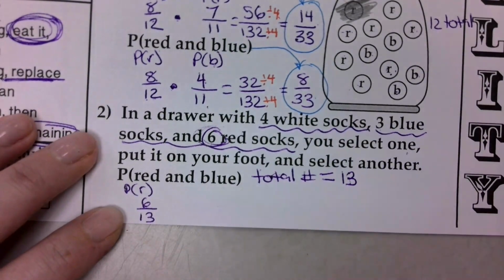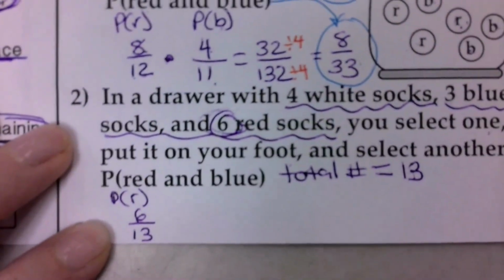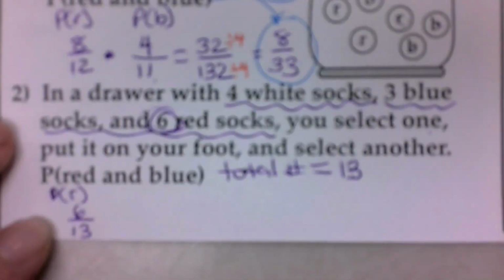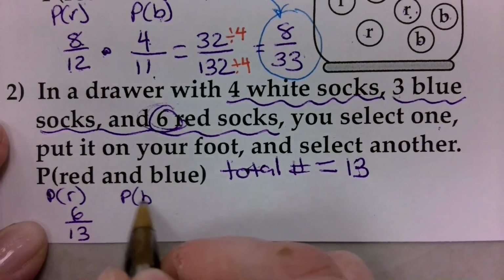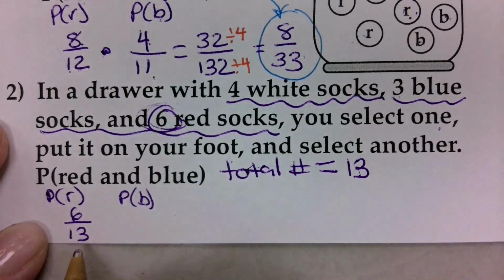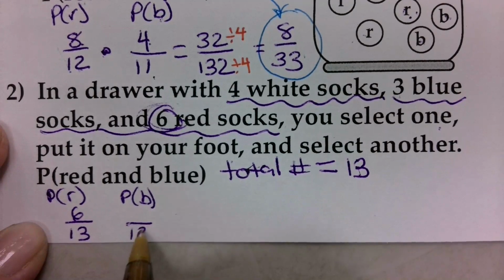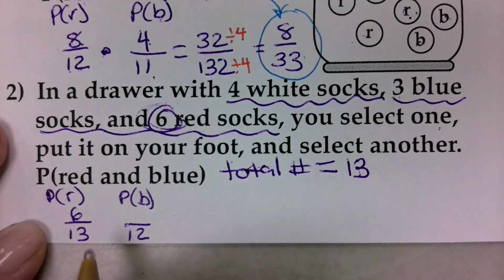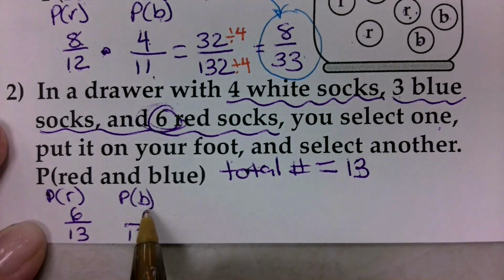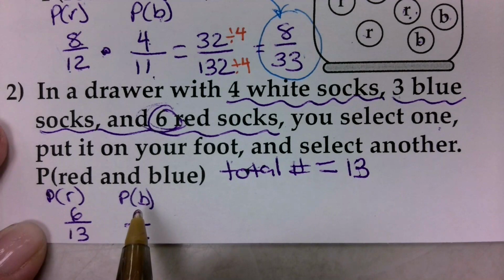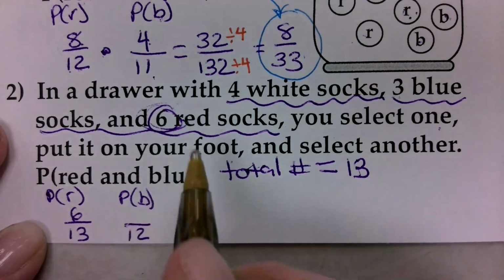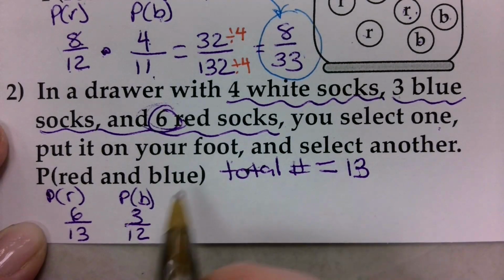Now I took that red sock, I put it on my foot, and I did not put it back in the drawer. So that means I have one less total sock to choose my blue from. So instead of 13, I now have 12 total socks. But did I pick a red one? Yes. But red isn't blue. So I still have all my blue socks left, which means it would be 3 out of 12.